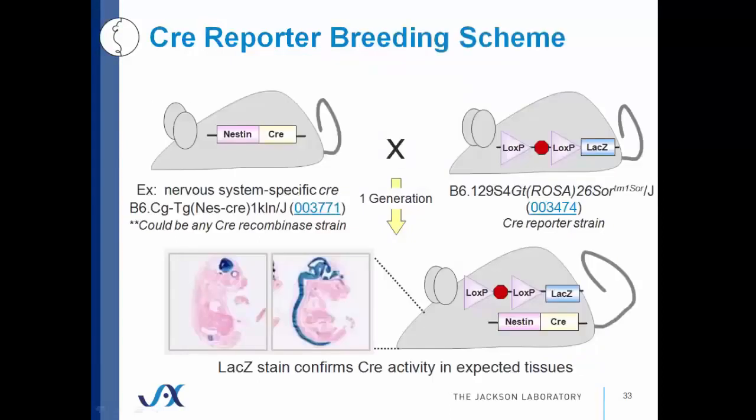So as I mentioned, only one generation of breeding is required. Here you have a Nestin-Cre, which gives you some neural-specific expression, but this could be any Cre strain, crossed to your Cre reporter, your lox-stop-lox, in this case LacZ. One generation of breeding generates mice that are carrying both the Cre and the Cre reporter. And then in those mice, you look for, in this case, LacZ staining. Here you see it around here, to confirm Cre expression or Cre activity in the expected tissues that you want.